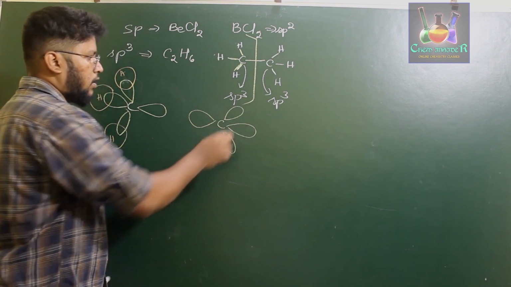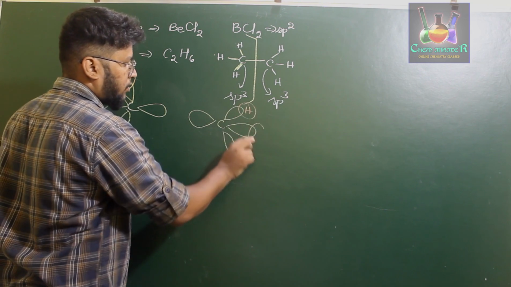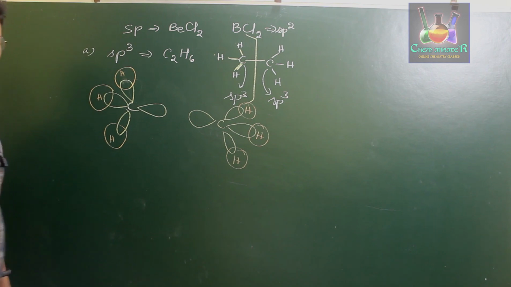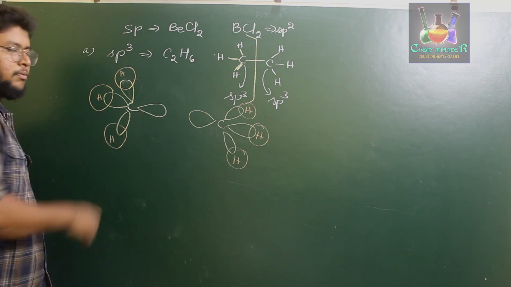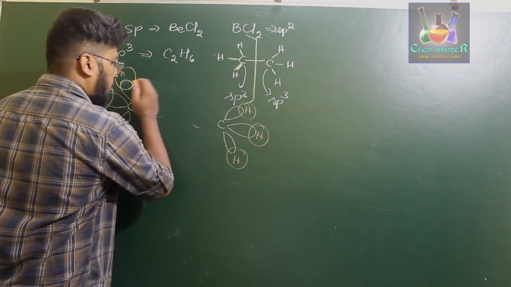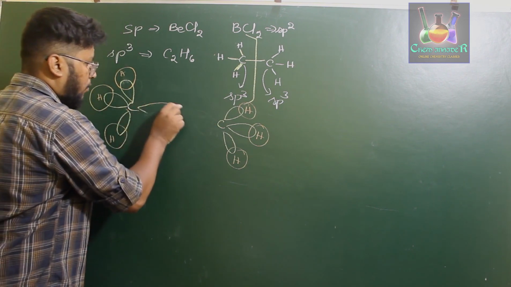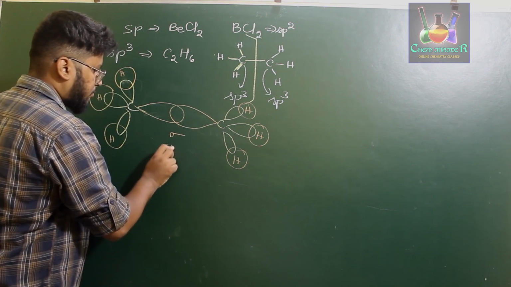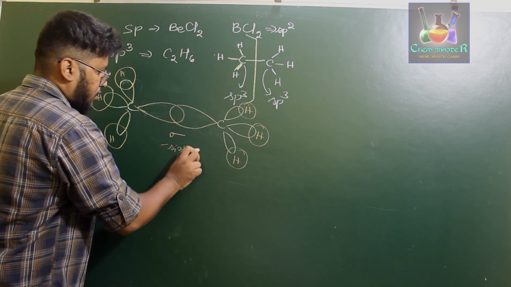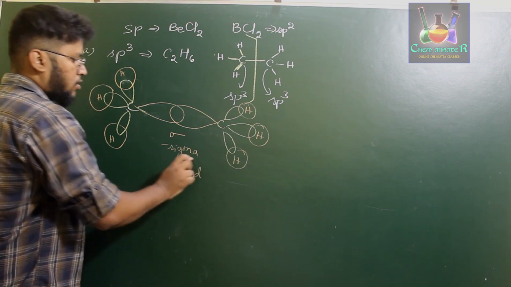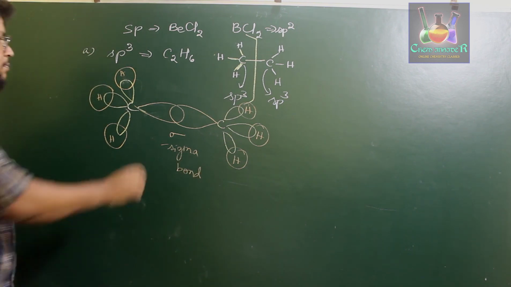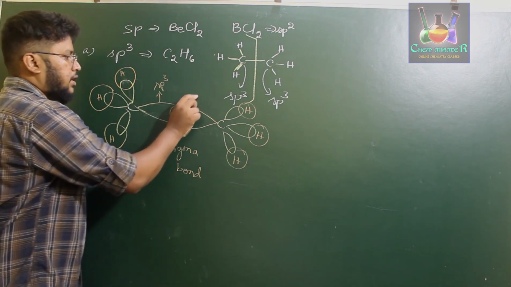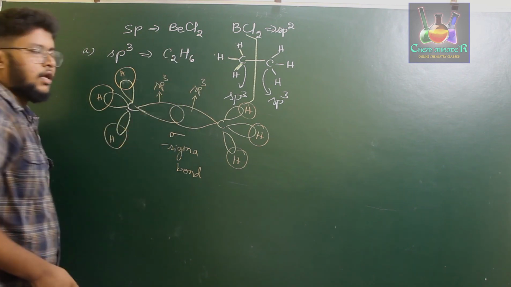Out of those 4, 3 will be overlapped with the 1s orbitals of 3 hydrogens like this, and one orbital of that particular carbon, that is the sp3 hybrid orbitals of both these carbons, overlap together. So these two overlap together to form a sigma bond. This particular bond is called the sigma bond. This is because of the overlapping of the sp3 hybrid orbital of one carbon with the sp3 hybrid orbital of another carbon.